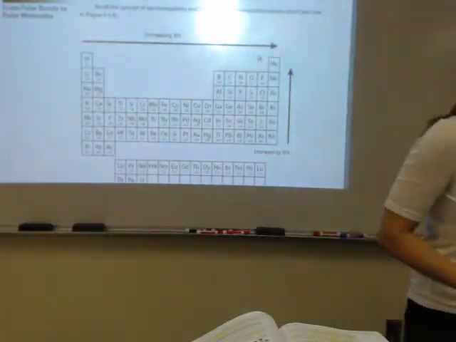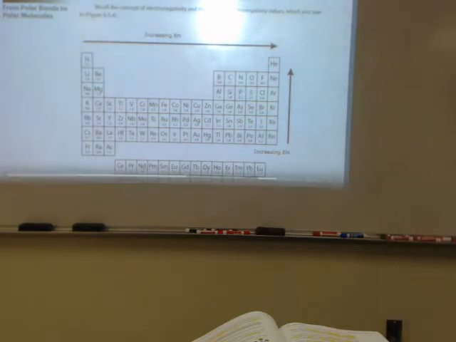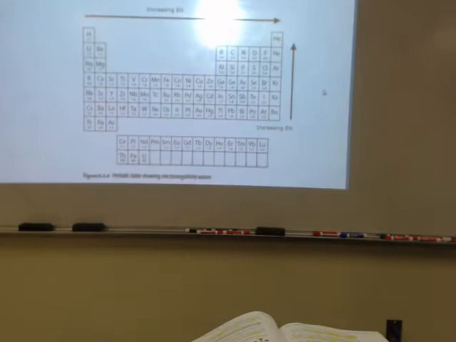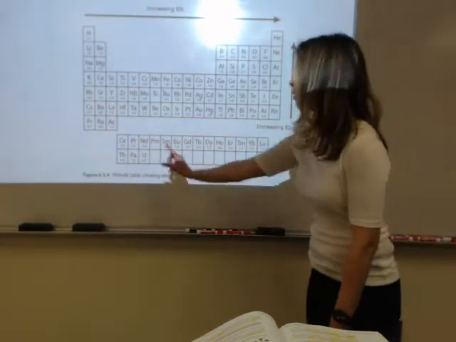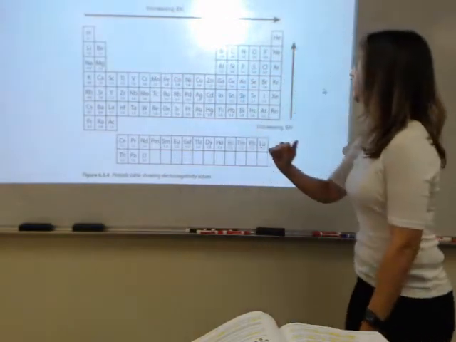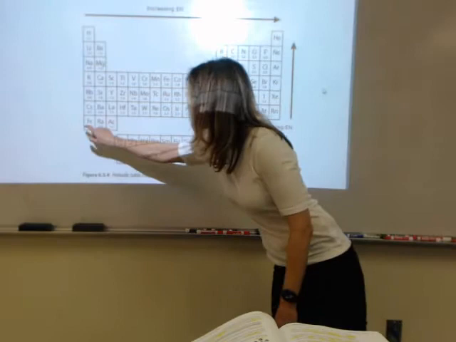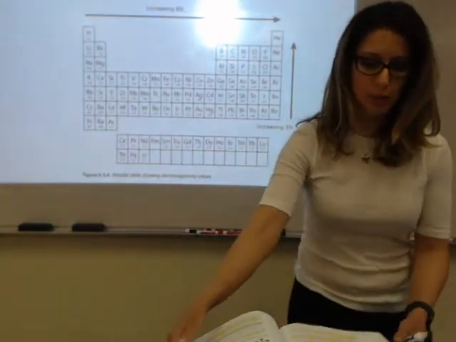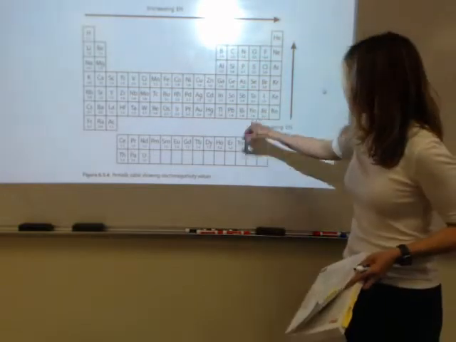Okay. Now, let's talk about going from polar bonds to polar molecules. Recall you talked about electronegativity in biology. Electronegativity increases up and to the right on the periodic table. Fluorine is the most electronegative element, with francium as the least electronegative element. All of the numbers in the boxes are electronegativity values here.